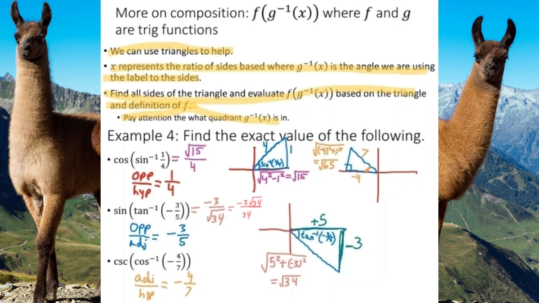Now we can evaluate cosecant at our angle. Cosecant is hypotenuse, which is 7, over opposite, which is √65. And when we rationalize, we get 7√65 over 65. Notice that cosine inverse of -4/7 would represent an angle in quadrant 2. Cosecant, just like sine, its reciprocal, are both positive in quadrant 2. So it makes sense that our answer was positive.